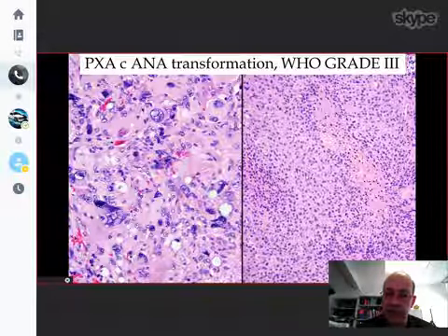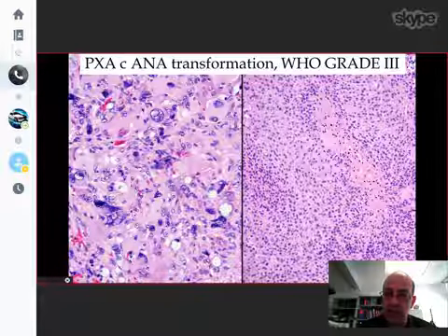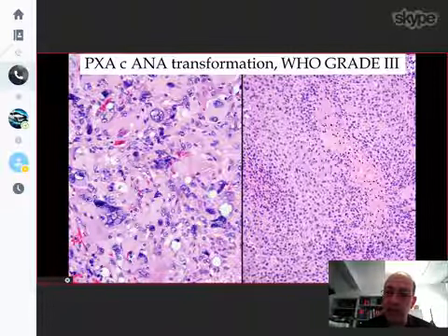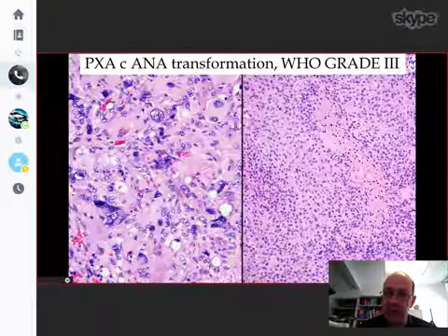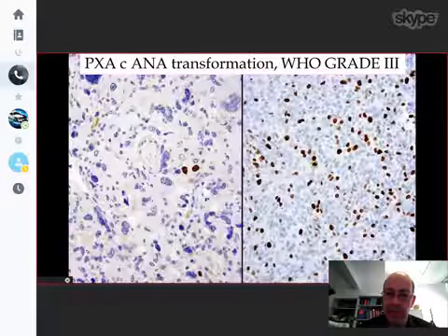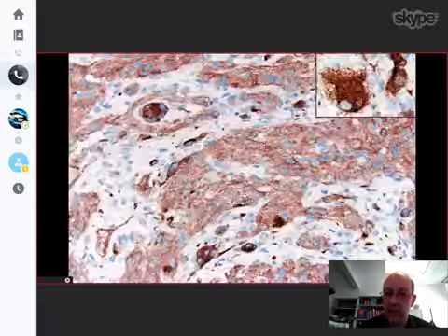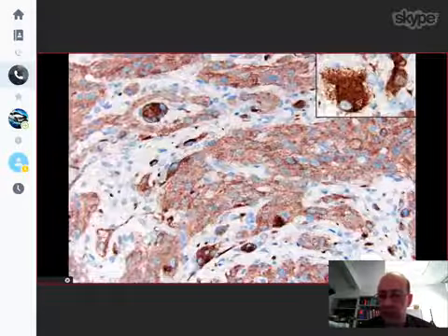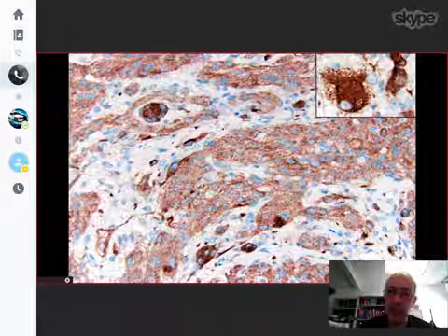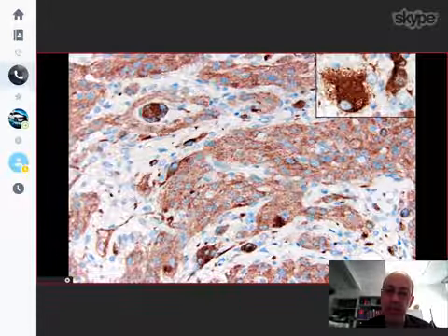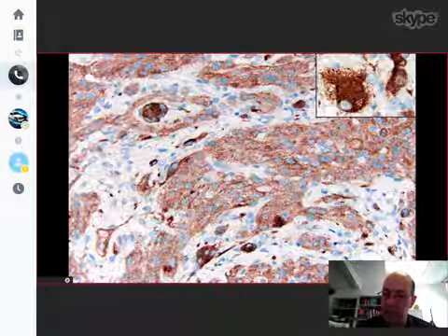So this is the same case. The low-grade area looks like ordinary PXA. The high-grade area looks a lot like glioblastoma. So this is an area of anaplastic transformation, and the Ki67 is much higher, as you see there, and we have the BRAF mutation. And as I mentioned earlier, another rare type of anaplastic transformation is epithelioid, and basically resembles epithelioid glioblastoma.